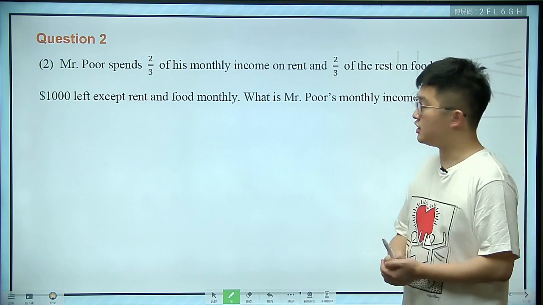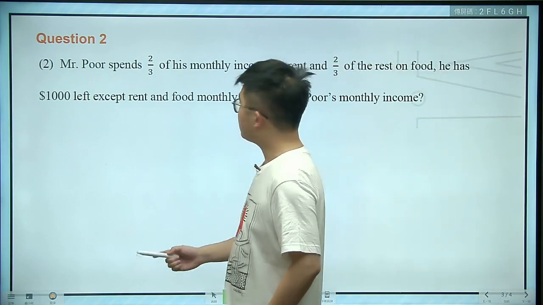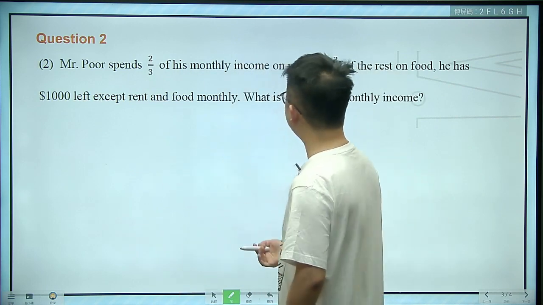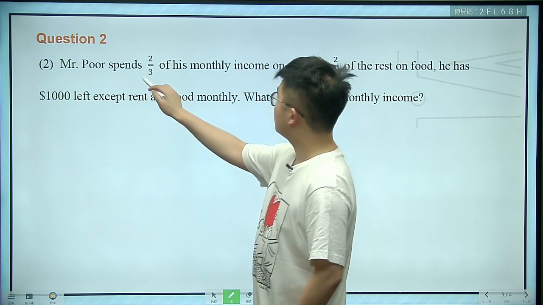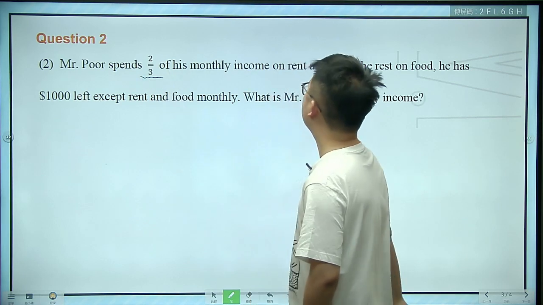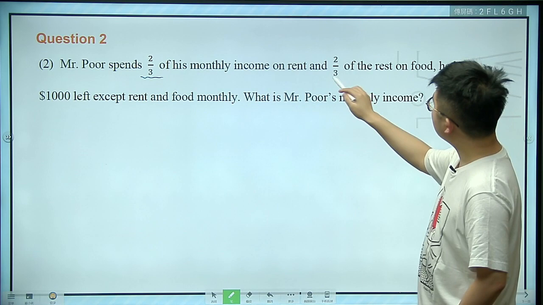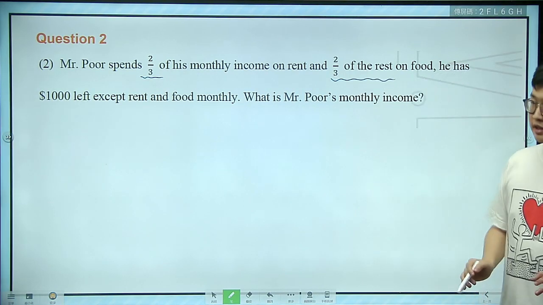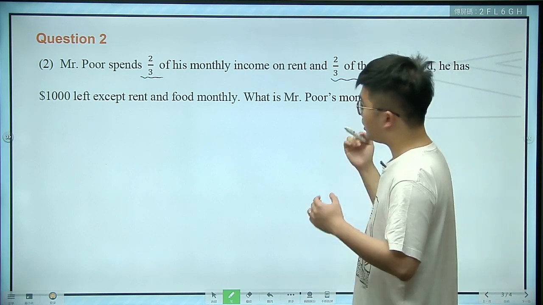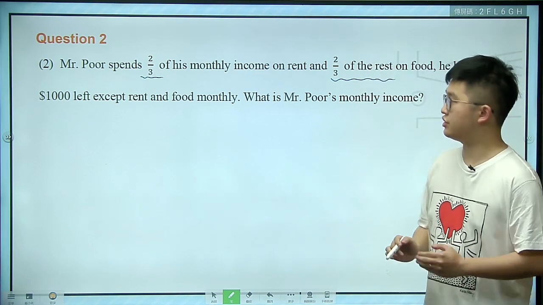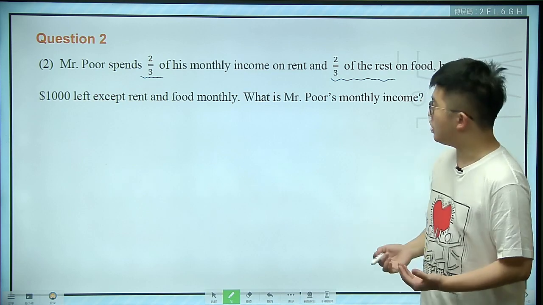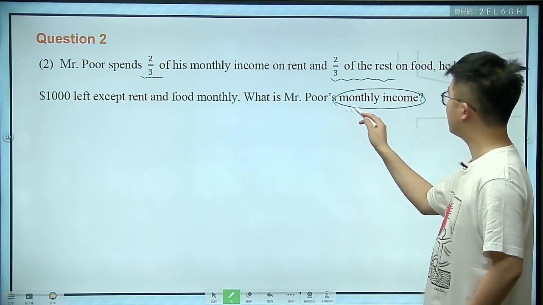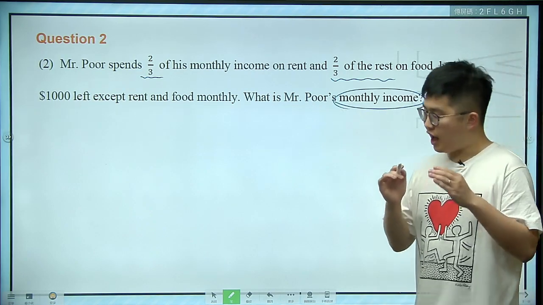Let's take a look at this question. Mr. Paul spent 2/3 of his monthly income on rent, and another 2/3 of the rest on food. After this, he has $1,000 left. The question is: what is Mr. Paul's monthly income? Now, how do we do this?